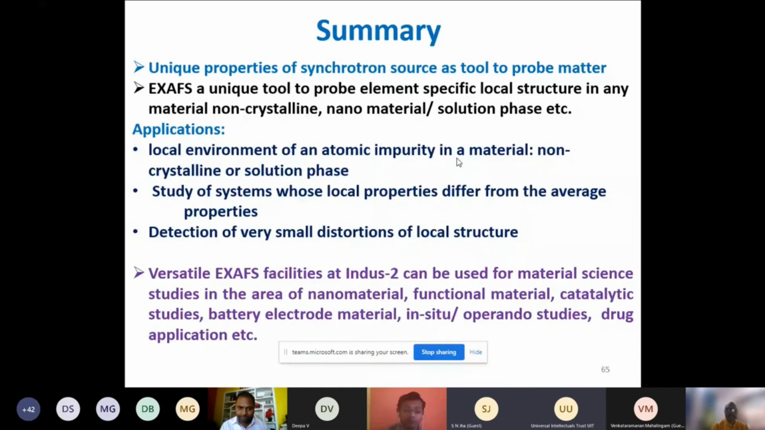And it can lead to various applications: the local environment of an atomic impurity in a material, non-crystalline or solution phase, the study of systems whose local properties differ from the average properties, and detection of very small distortions of local structure. The versatile EXAFS facilities at Indus can be used for materials science study in the area of nanomaterial, functional material, catalytic studies, battery electrode material, in situ operando studies, drug application, and so on.